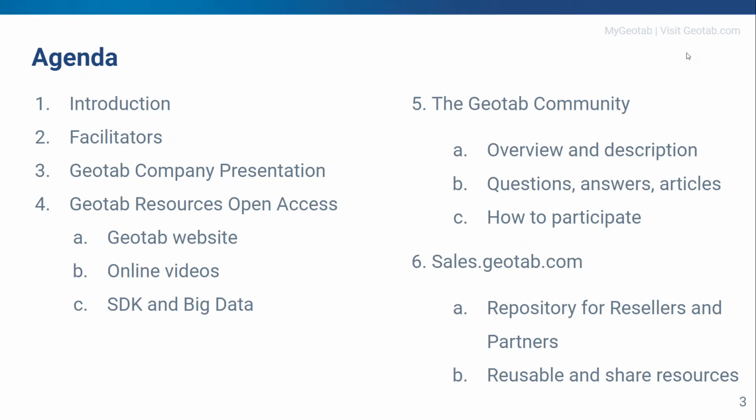We're going to focus on those accesses that are, like I said, open. We're going to go over the Geotab website, some online videos, and some advanced access sections that we have regarding our data. We're also going to have an overview of the Geotab community. We're going to show you the structure of the community, what it's composed of, and give you some indications on how to participate. We're going to finalize by mentioning some specific resources we have available only for our resellers and partners through sales.geotab.com.